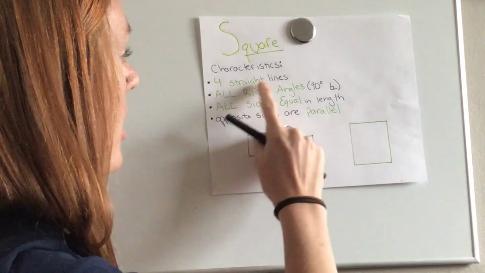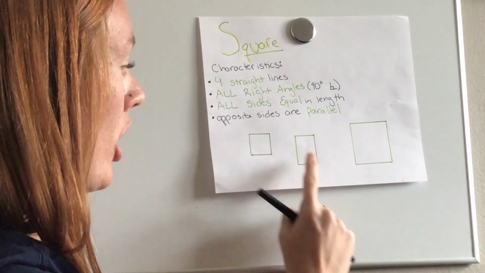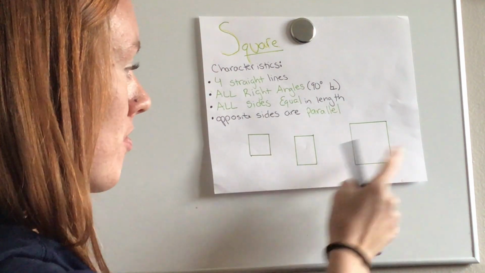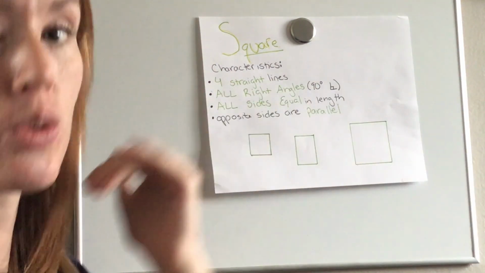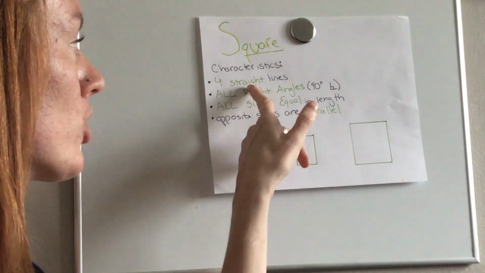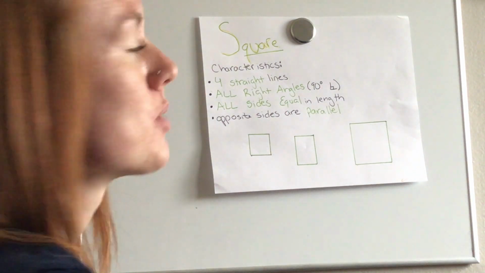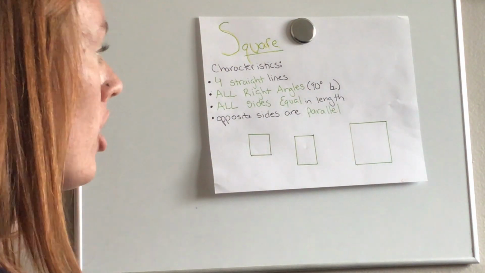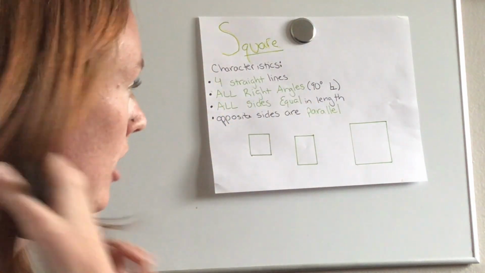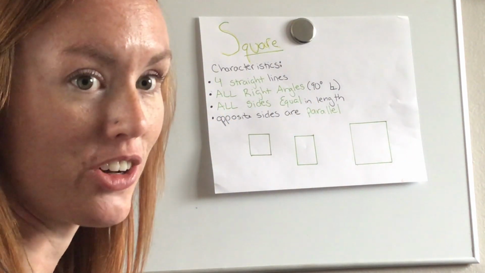The first one is that it has 4 straight lines. So let's check our different shapes. They each have 4 straight lines, which means they all could be squares, but definitely quadrilaterals because of those 4 straight lines. They all have right angles. So this is something squares and rectangles share, right angles.